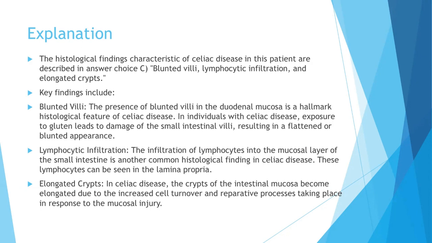The elongated crypts in celiac disease: the crypts of the intestinal mucosa become elongated due to the increased cell turnover and reparative process taking place in response to the mucosal injury. The histological findings of all the malabsorption syndromes are very, very important for USMLE Step 1. But in this video, now we are going to discuss some of the basics of GI tract anatomy, histology, and a little bit about GI physiology.